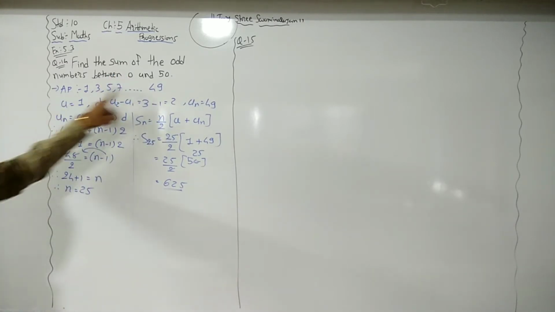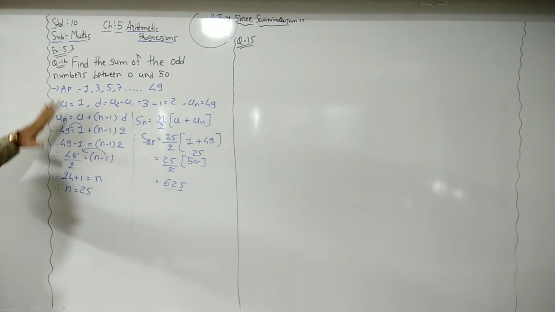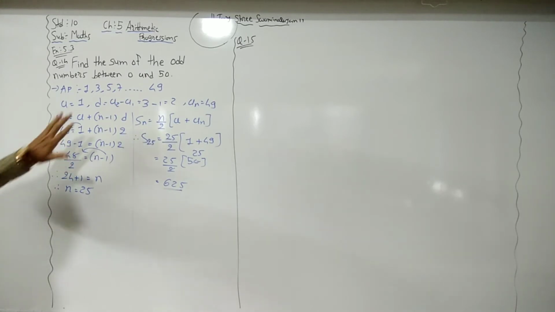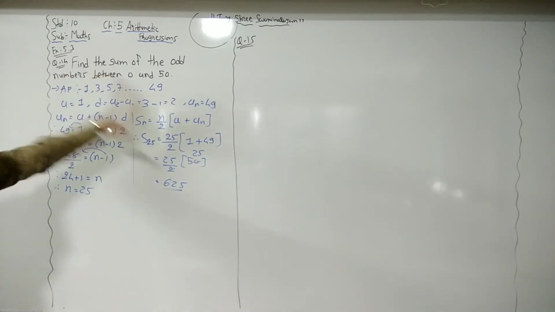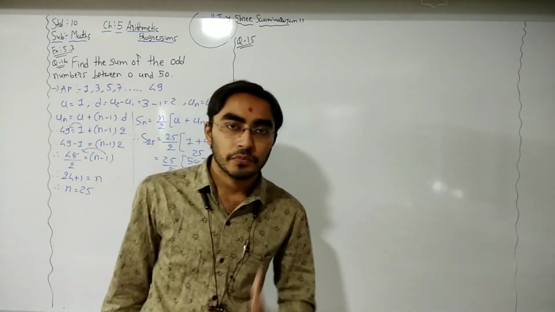First of all we need to write the AP, find the first term a and common difference d, and find the value of n. Here we know the value of the last term an is 49, so from here find the value of n, and then put all these values in the formula of Sn.